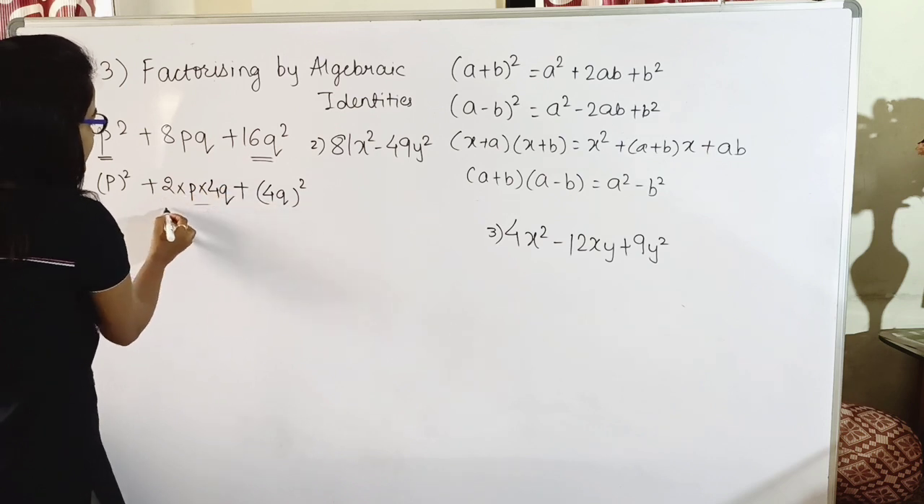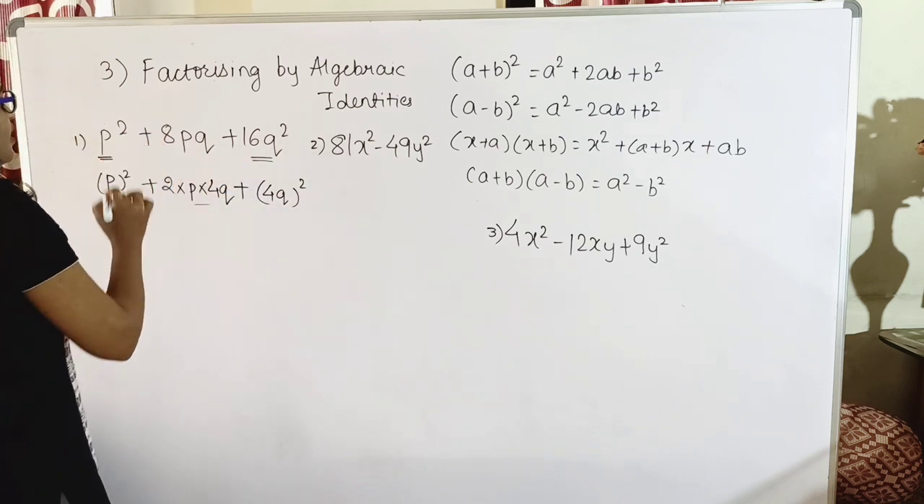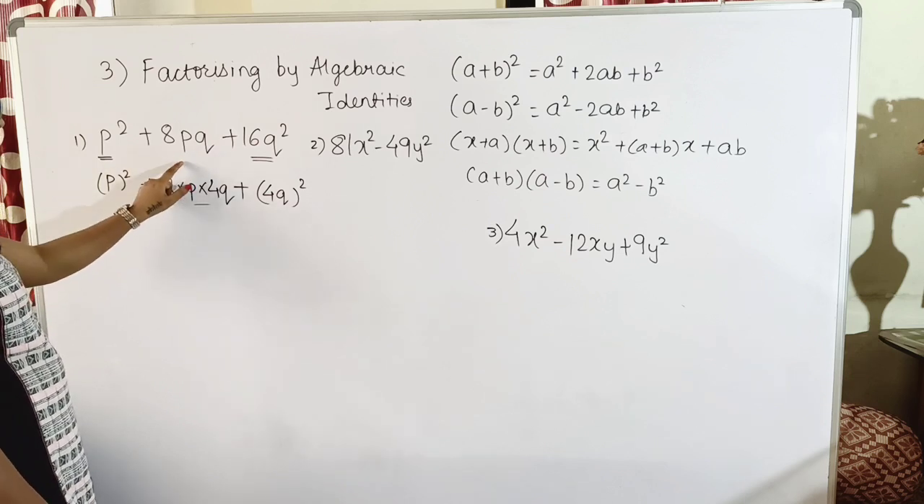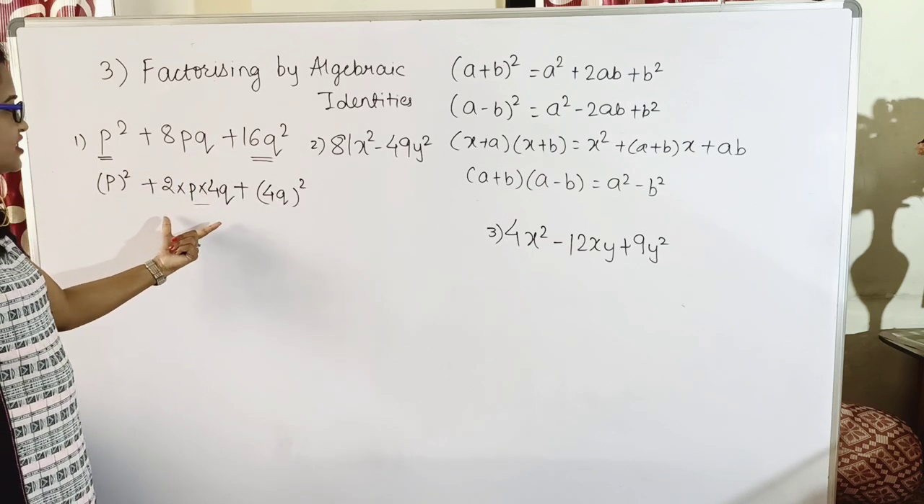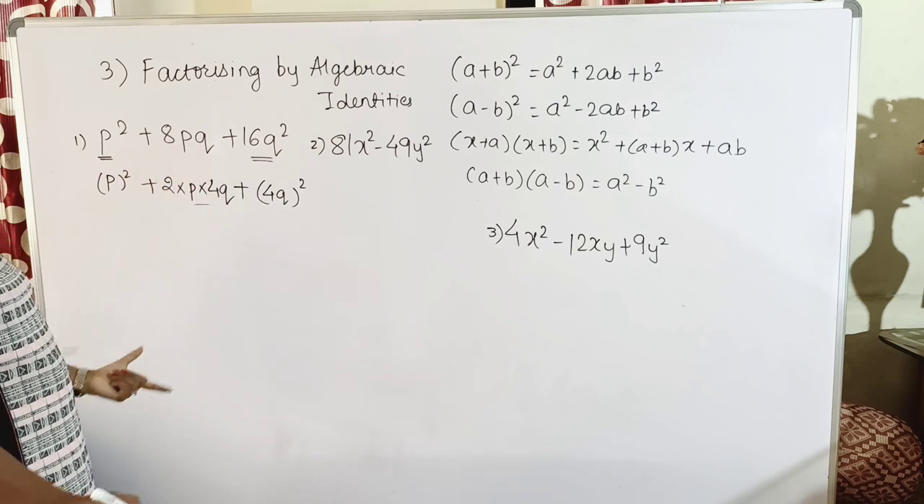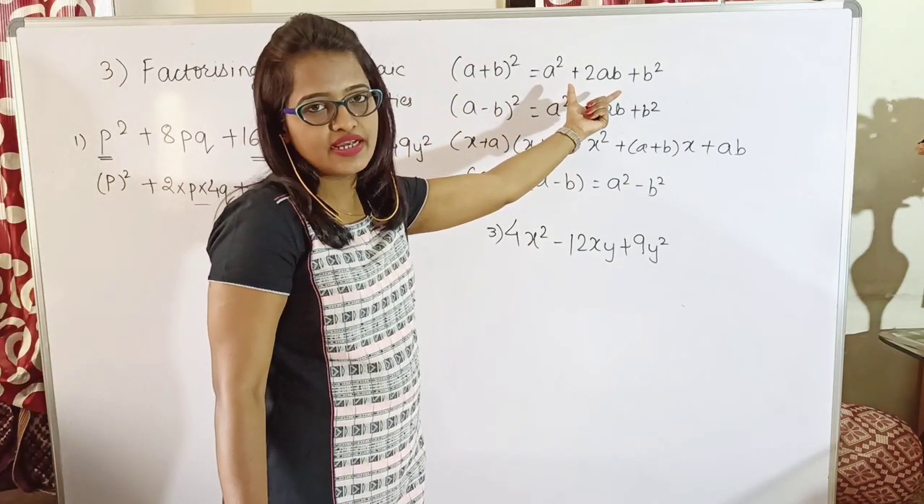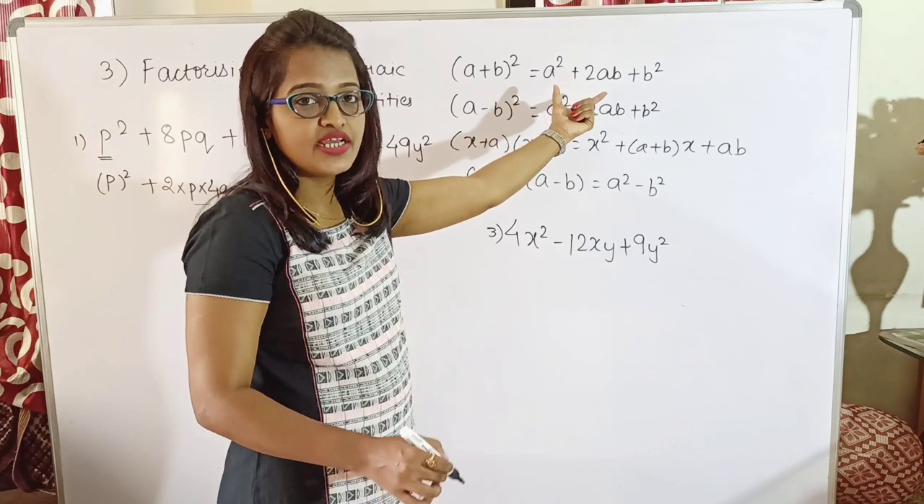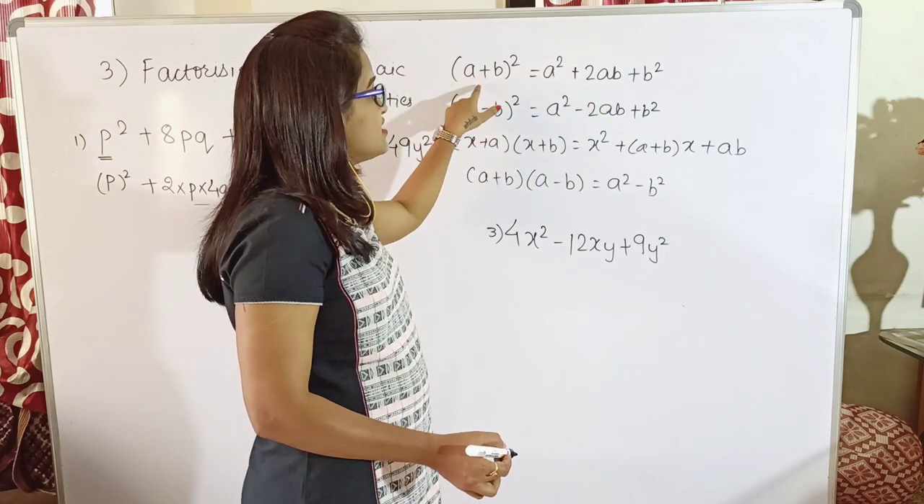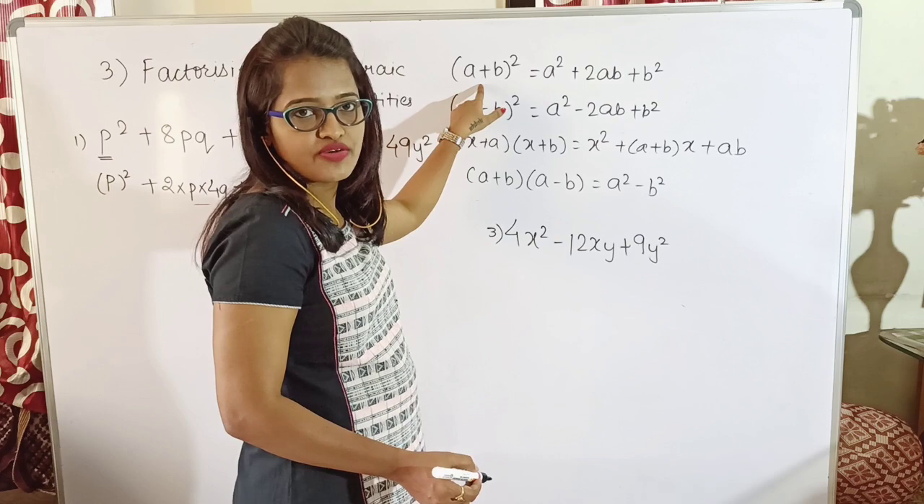Check if the multiplication of this is equal to 8PQ. See, 2 4s are 8 and PQ. So as you can see, I have written the same expression in terms of the expanded form of the algebraic identity. Now, why do you have to write it? Because then only you can say that it is a square of (A plus B) bracket square.